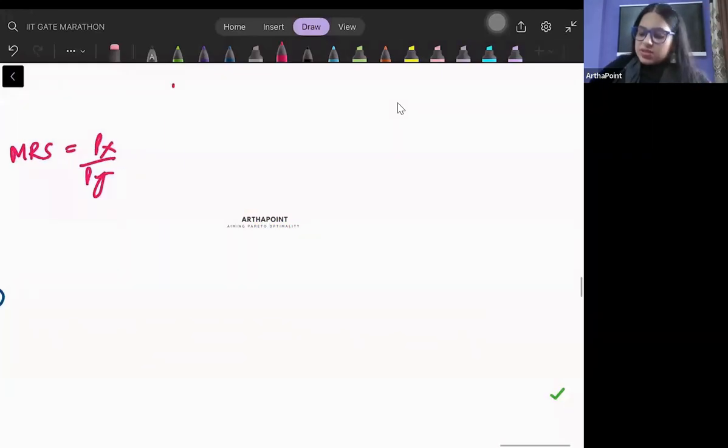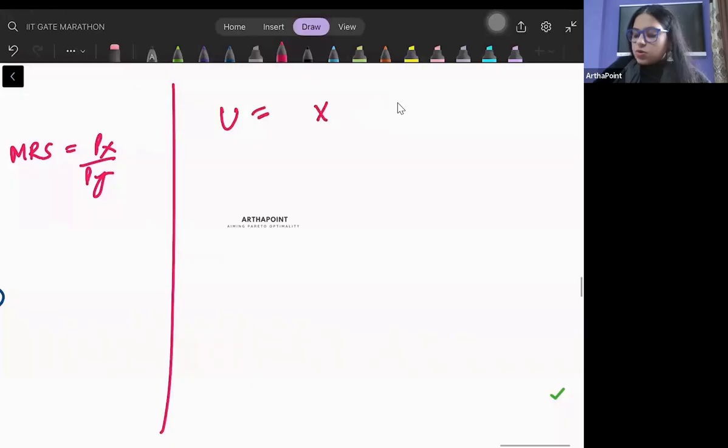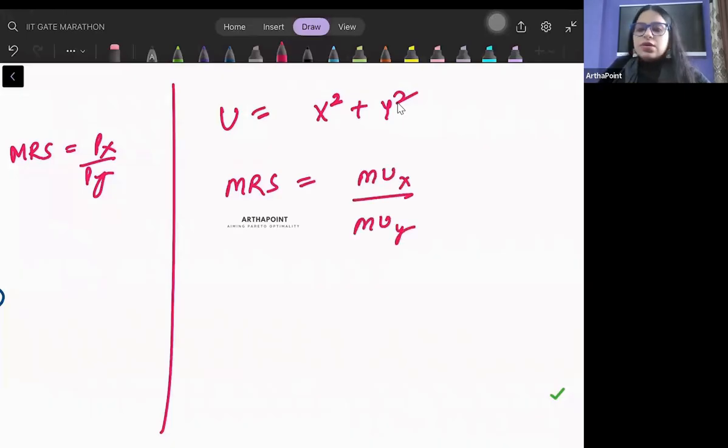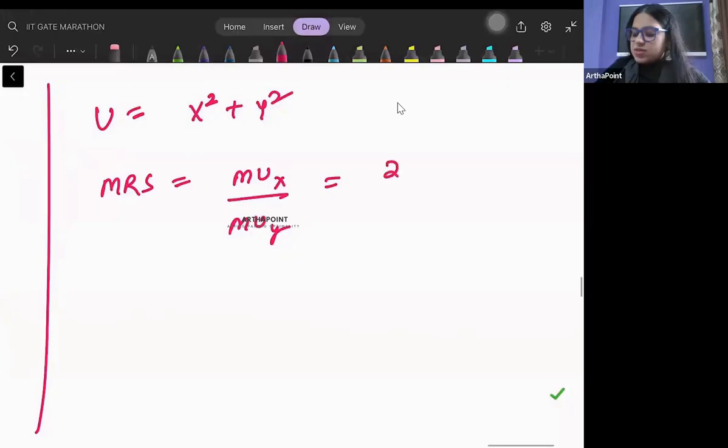Now consider this. U is equal to X square plus Y square. Find out the MRS. MRS will be MUX by MUY. Differentiate with respect to X, you get 2X. With respect to Y, you get 2Y.